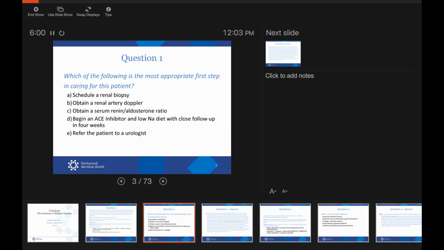Any thoughts out there? Do you do a renal biopsy, a Doppler of the renal arteries, a serum renin aldo level? Do you start the ACE inhibitor that she should be on for her microalbuminuria, or do you send her to a urologist for the hematuria? Any thoughts? What's that? Right, so a renal artery Doppler would be okay if her urinalysis was unremarkable. Maybe not even okay, all right?